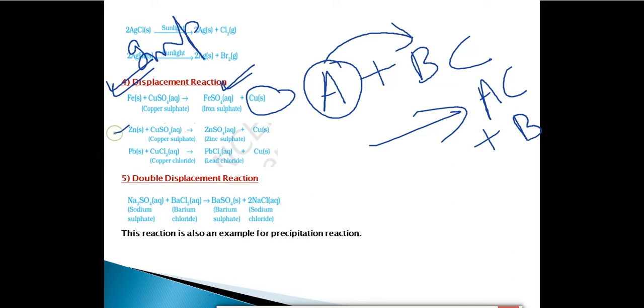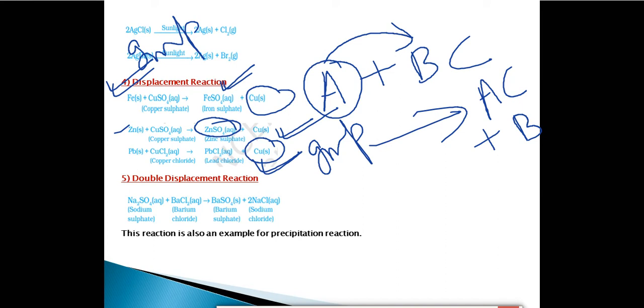Next is zinc, Zn plus CuSO4, again copper sulfate. When zinc reacts with copper sulfate, zinc is more reactive than copper, so it will form ZnSO4, zinc sulfate, along with copper. Next, lead will react with copper chloride, CuCl2. This question was asked in the model question paper for the SSLC exam, so it is also important. Lead is more reactive than copper. It will take the place of copper and form lead chloride, PbCl2. Along with that, a deposit of copper can be seen in that reaction. So any one of the examples you can learn for displacement reaction.